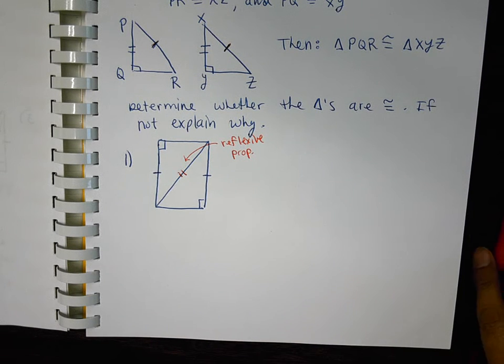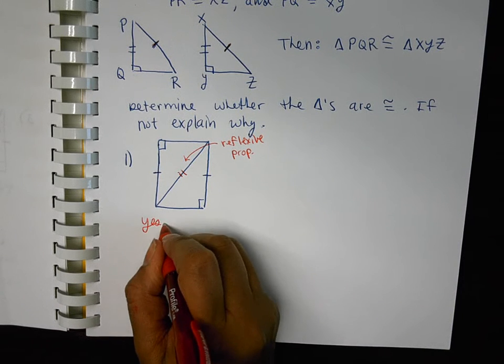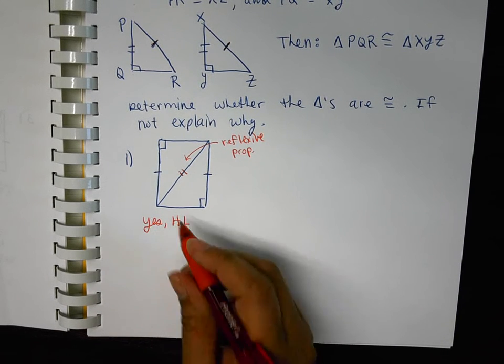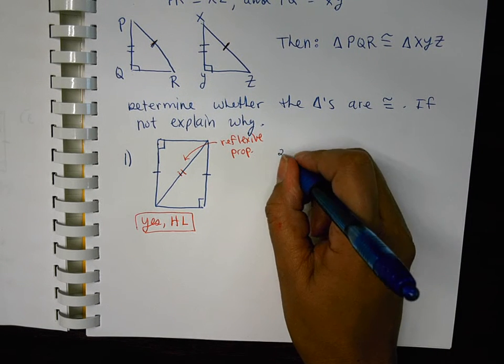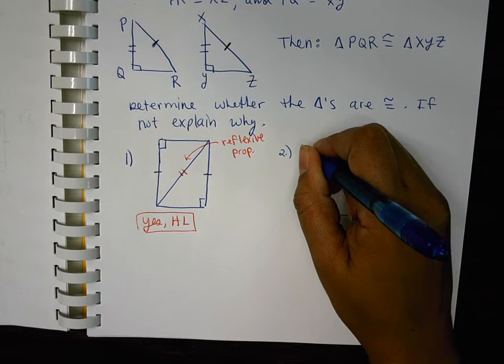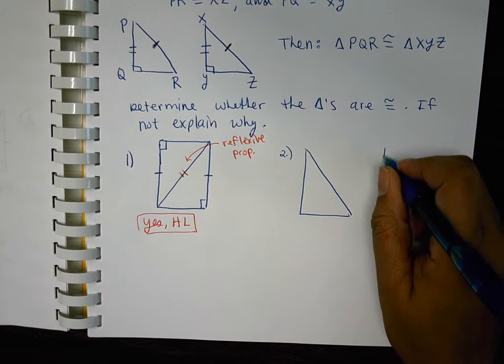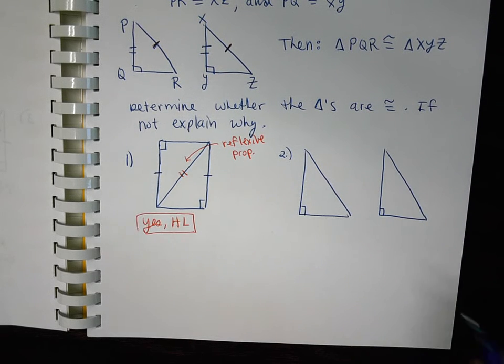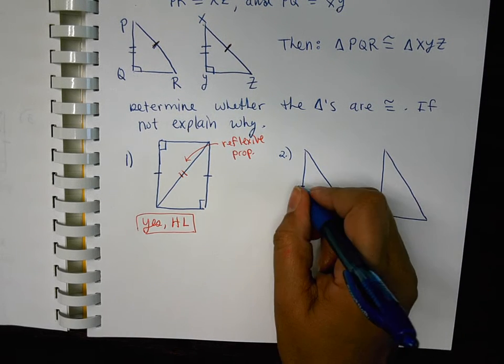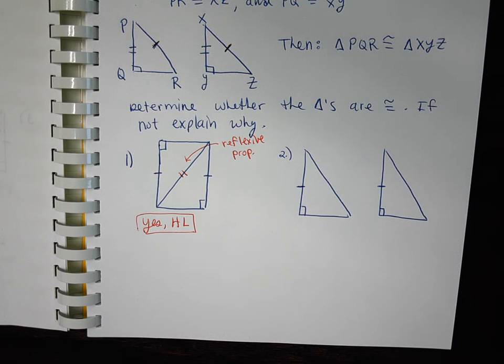So now, is this a yes or a no? Yeah. This is a yes, and I'm going to put HL. What does HL stand for? Hypotenuse leg. Okay, number 2. All right, I'm going to put markings here and here. Okay. Do we have enough information, yes or no? Yes. Yes? No. Why yes?